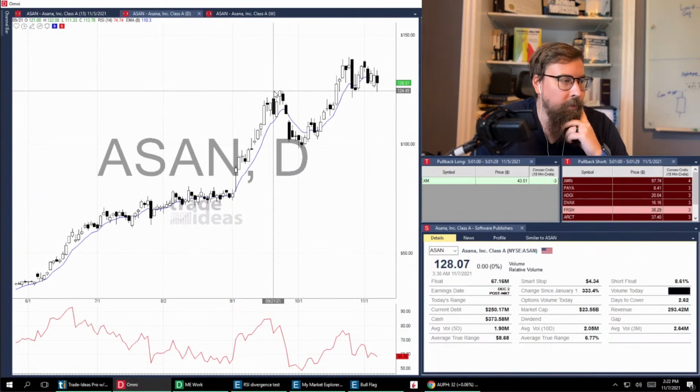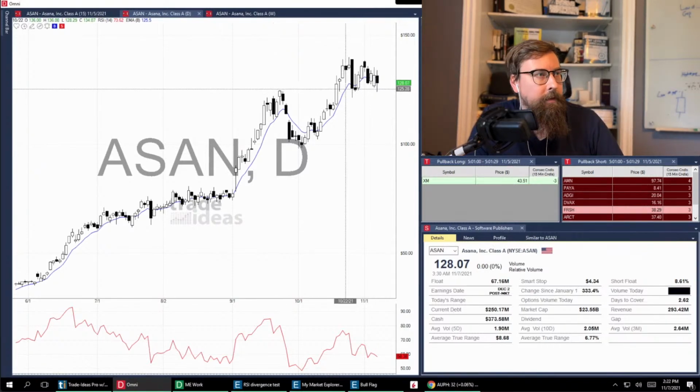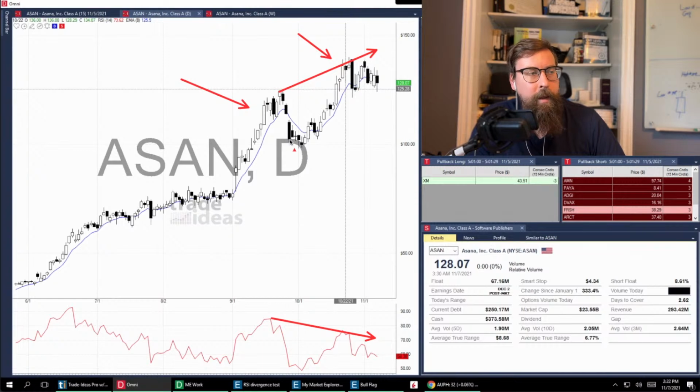This thing looks a little long in the tooth, but man, it's a popular one. It's Asana. I think it's a project management software. I'm going to avoid it though, just because I'm seeing this RSI divergence to the upside, which is another way I'm using this, as a potential take profit or to avoid. It's saying that this new high took way less energy than that new high, so maybe the buyers are running out of steam. And this thing went from $40.